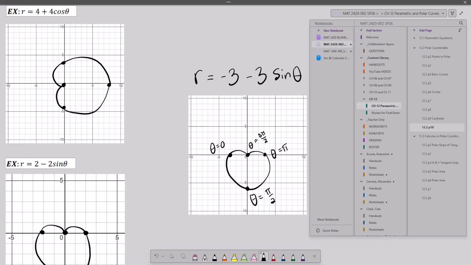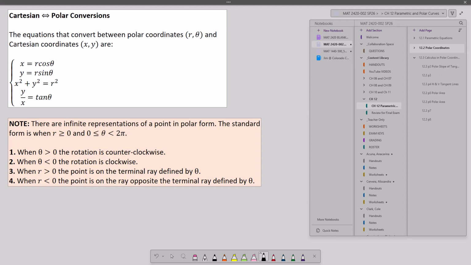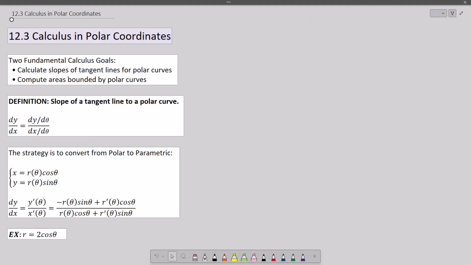Okay. Let's do calculus in polar now. Let's step it up. You ready? So, when we think about calculus and we go back to Calc 1, the 2 important concepts that we had, tangent lines and areas. So we want to do that same thing here.